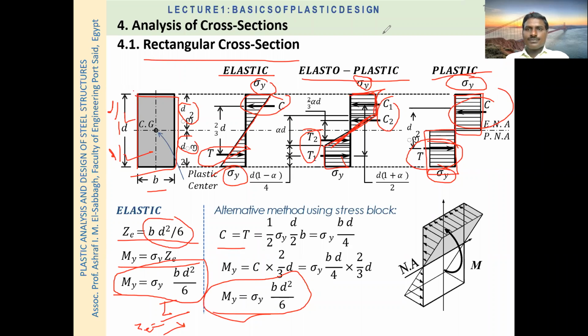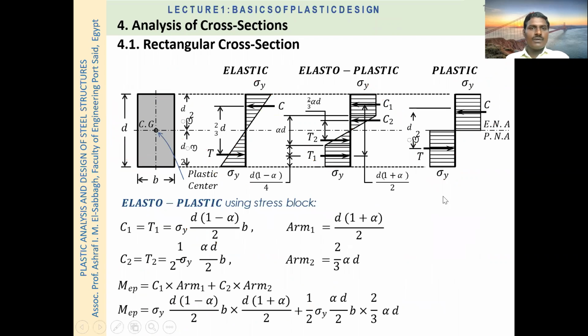So now we have to see the plastic behavior of this rectangular section. So again, in the plastic behavior, we can see the elastoplastic behavior. So in the elastoplastic behavior, there are two different behaviors in the section. One is the plastic behavior, and another triangle is the elastic behavior.